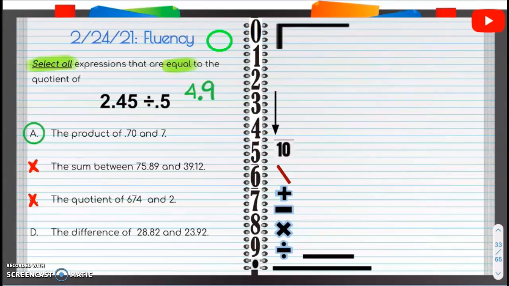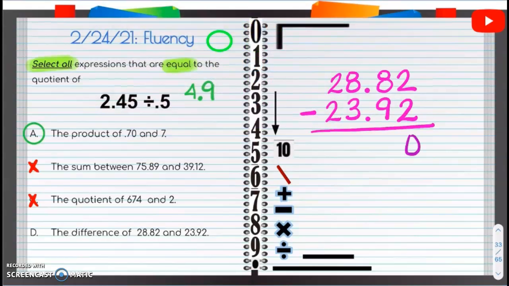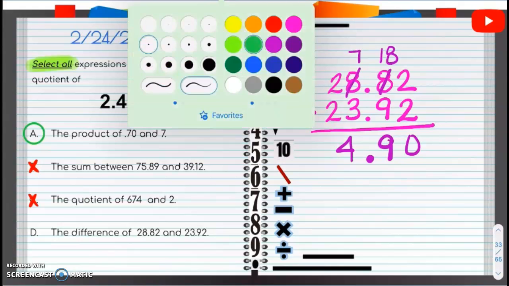All right, last but not least, let's check this last one. There we go. All right, difference. That means we're subtracting. So we do have to line up our decimals of 28 and 82 hundredths minus 23 and 92 hundredths. When we subtract, 2 minus 2 is 0. 8 minus 9 you cannot do. So 8 becomes a 7 to make this 18. 18 minus 9 is 9. Drop that decimal. 7 minus 3 is 4. 2 minus 2 is 0. So our answer is 4 and 90 hundredths, or 4.9. Yes! That is also going to be another answer.